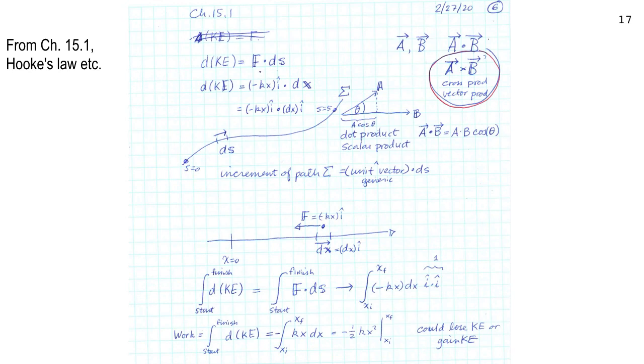What's i hat dotted into i hat? What are the i hats known as? Do they have dimension? Do they have units? No, they don't. They're dimensionless. I dot i, they're the same direction, right? So the cosine of theta is 0. What's the cosine of 0? 1. So this is just equal to 1.